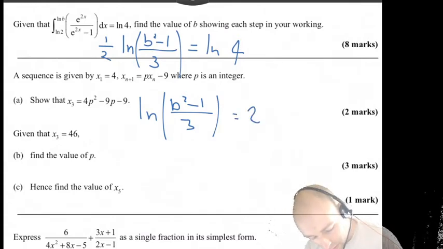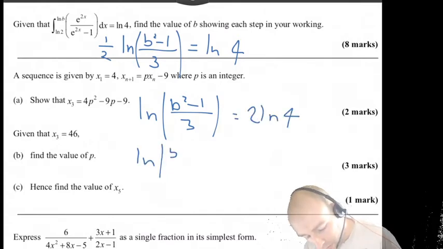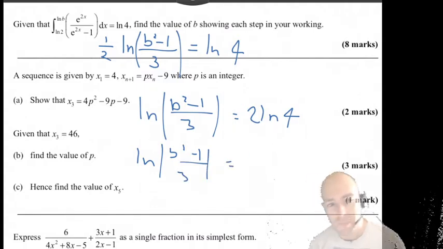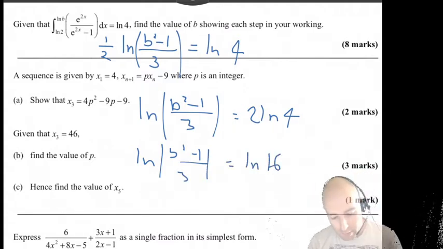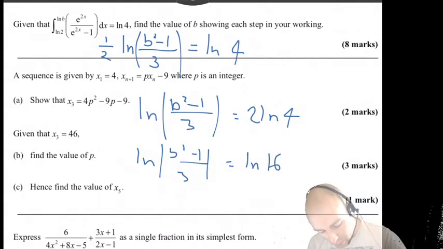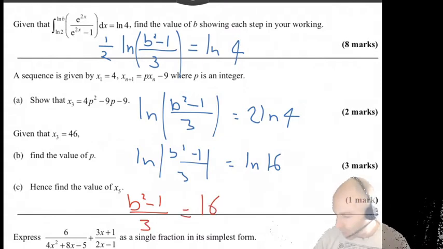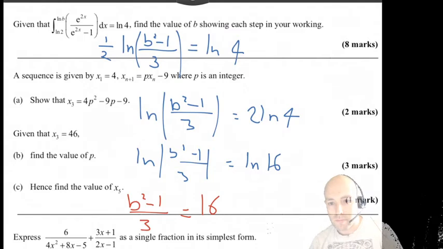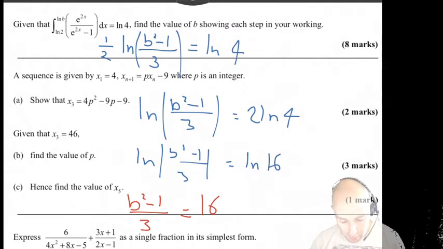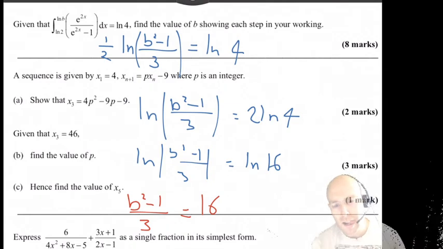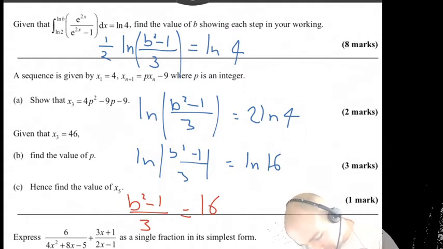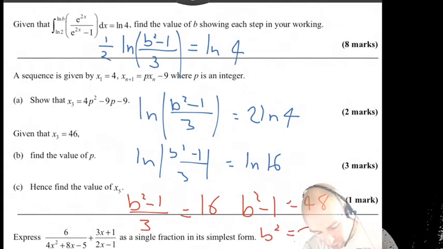Use the power rule again. Ln of b squared take 1 over 3 equals ln 16, since 4 squared is 16. And now I can get rid of the ln, so I can e both sides and get b squared take 1 over 3 equals 16. Times that by 3 plus 1 and then square root. So if we do that, we're going to get 48. Yes, 48. b squared take 1 is 48. So b squared is 49. So b equals plus or minus 7.